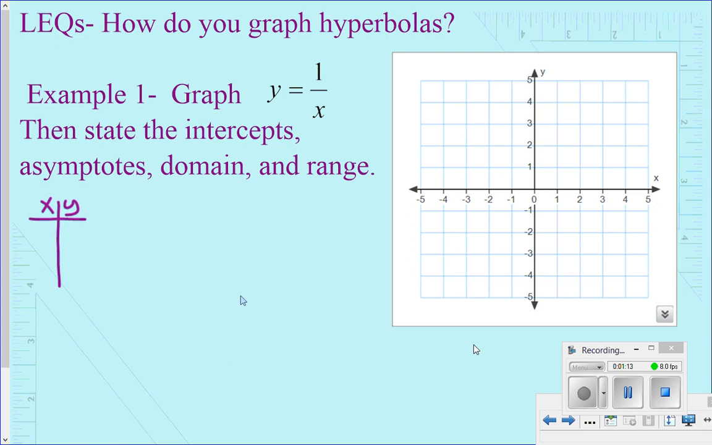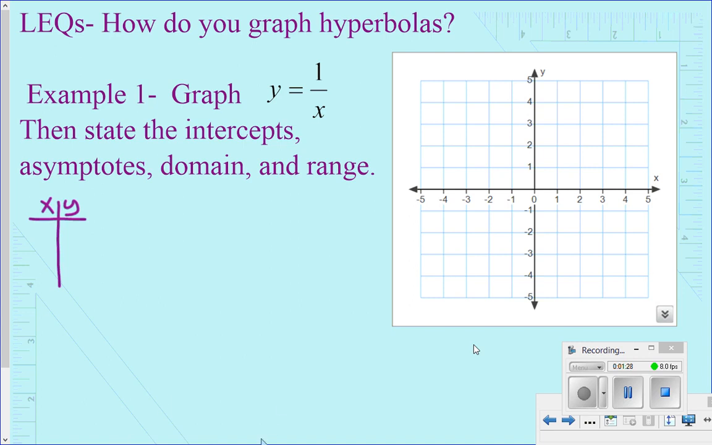And what I mean by look like this is if the numerator is a number and the denominator is either an x or, like in the warm-up, something like x minus 3 or x plus something, that means the graph's going to be what we call a hyperbola.